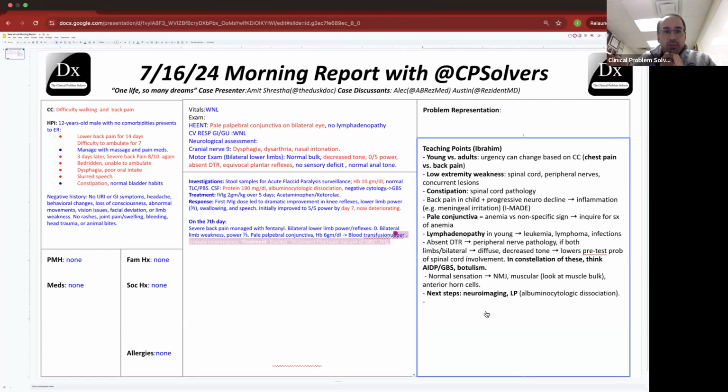So this is a 12-year-old boy with a history of sort of subacute progressive back pain and lower motor, I guess, peripheral nerve, primarily motor weakness and disease, seemingly consistent with Guillain-Barré or AIDP, but has some atypical features the more I think about it.